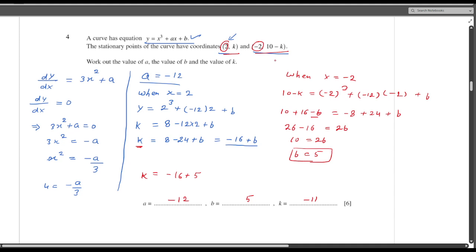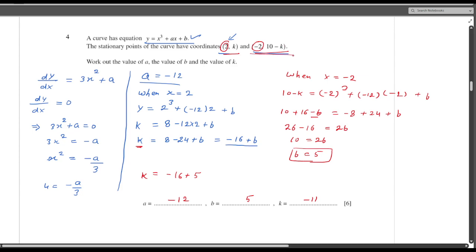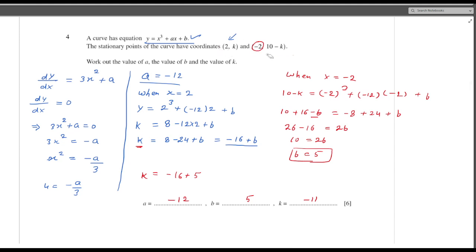Then these 2 points I will use. I will substitute k for y and 2 for x, and I will get one equation which will include my unknowns k and b, and similarly I will get one more equation if I use the second point. If you have 2 equations and 2 unknowns, you can solve them. This is a simultaneous linear equation. Okay, now let us move to the next question.